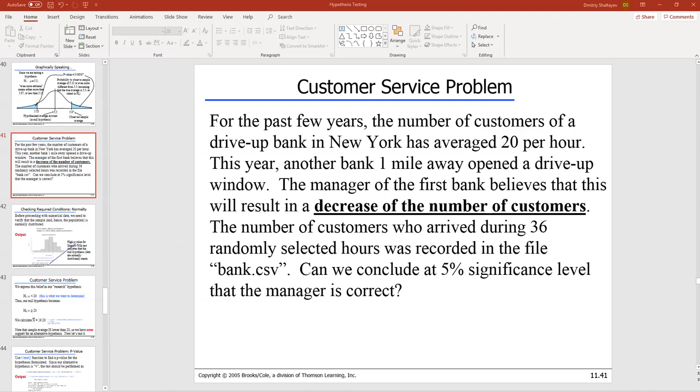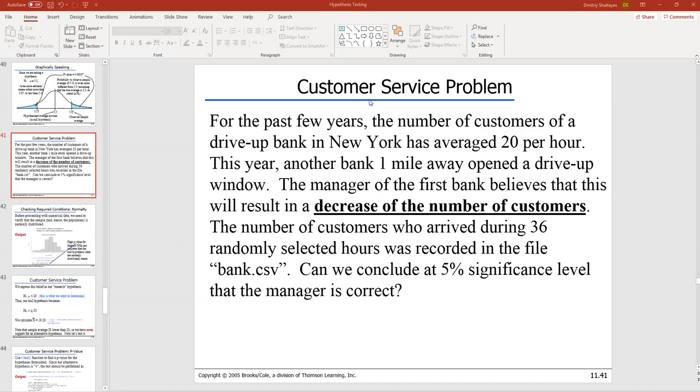Okay, this is our lecture number 14, and in this lecture we're going to continue talking about hypothesis testing for numerical data, and also we'll look at the testing of the hypothesis with the categorical data. So, next problem. Customer service.